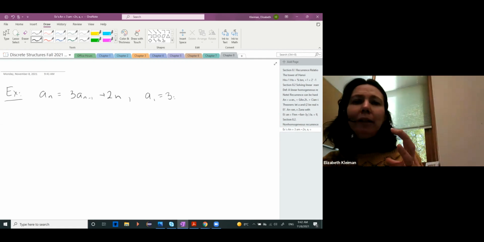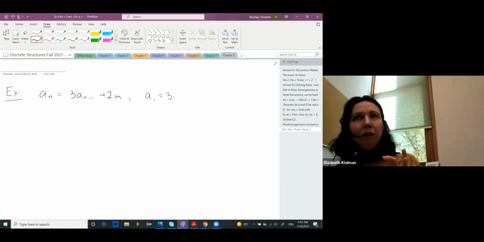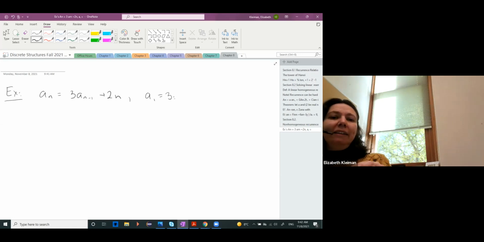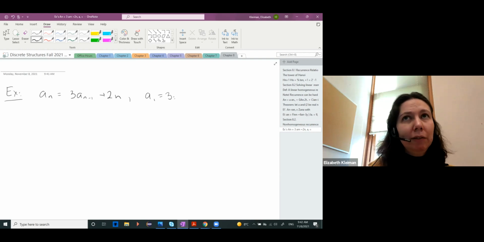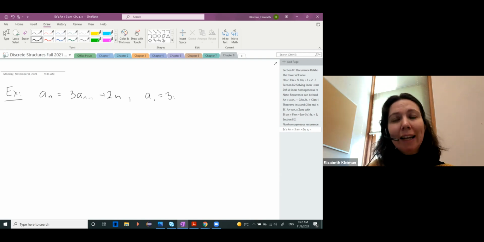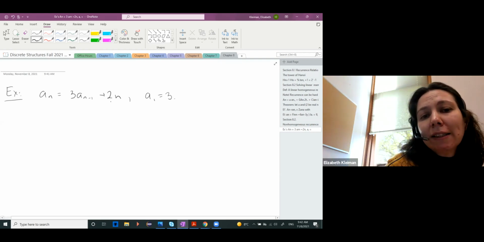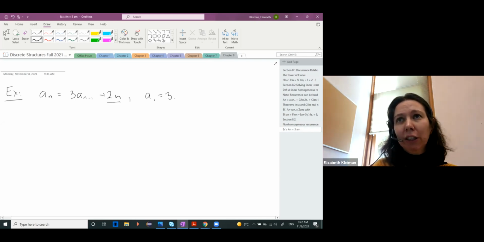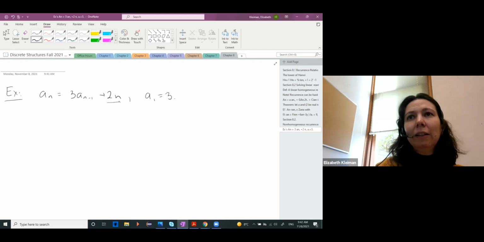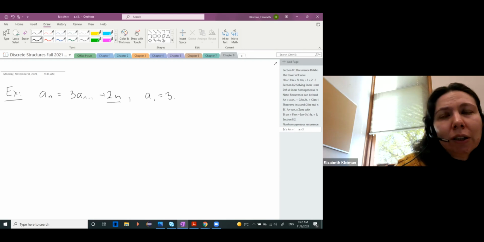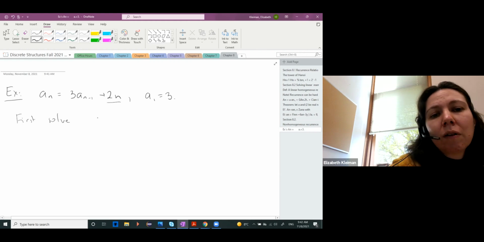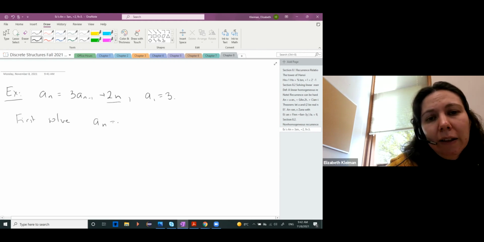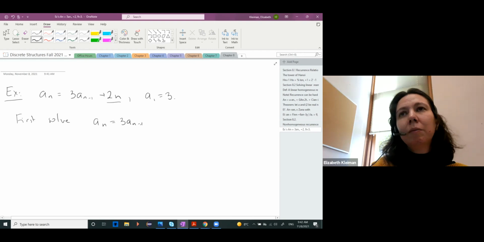Meaning, how can we write it without using the recursive term a_(n-1)? Now, you can see how this one is different from the ones we did last time. Last time, we didn't have this function of n associated with it. So this is a bit different. To solve this, we need to first solve a_n equals 3a_(n-1).